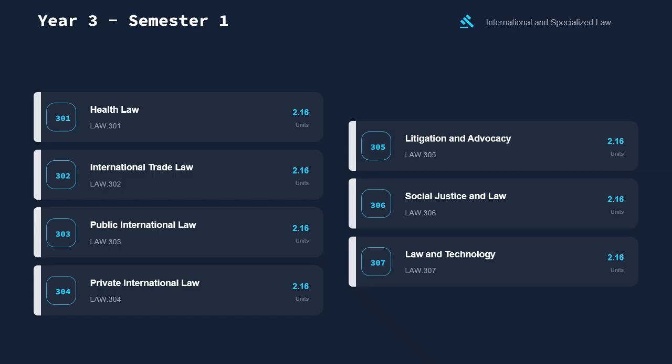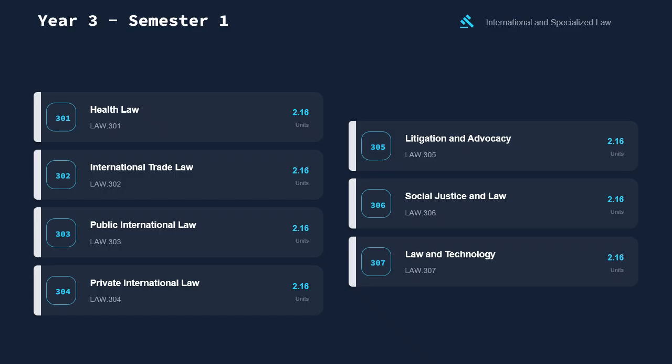Complementarity requires domestic prosecution first. Immunities for heads of state are limited before international tribunals. Practical application, lawyers prosecute or defend before international courts. They advise on universal jurisdiction cases. Students analyze ICC procedures. They also study truth commissions.